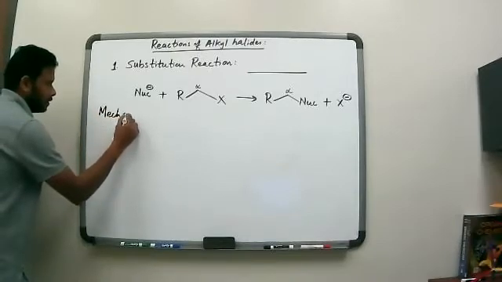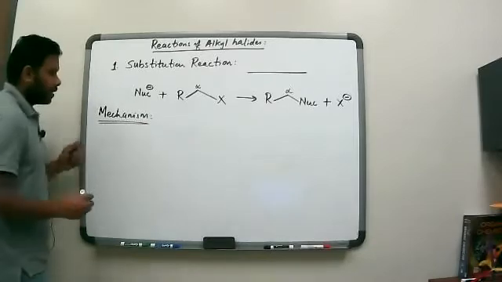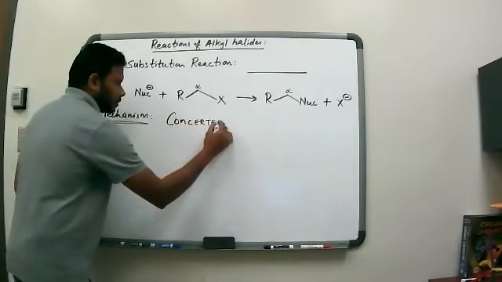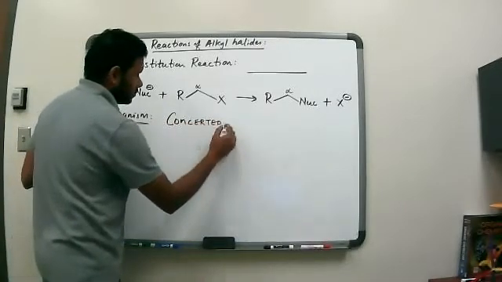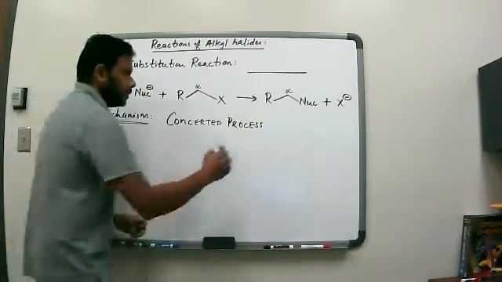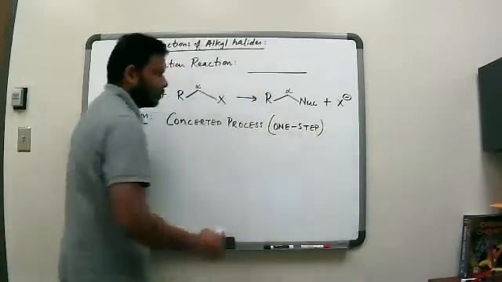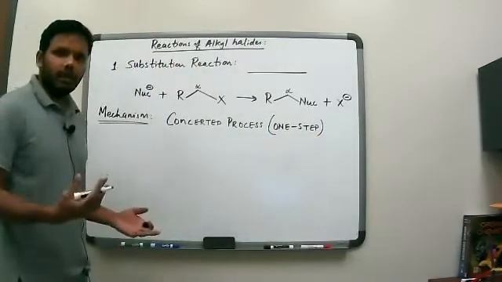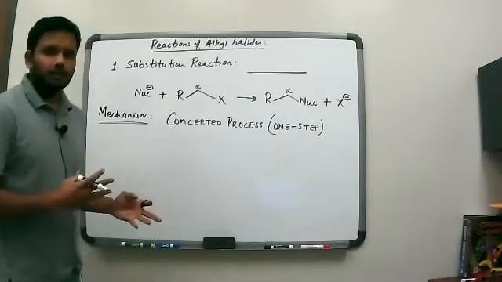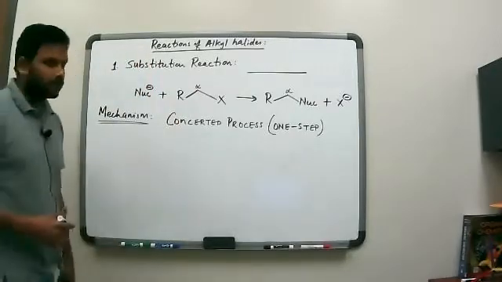scientists came up with a mechanism for this reaction. And this mechanism is a concerted process, which basically means it's a one-step process. Okay, they came up with a mechanism that has only one step in it, and that mechanism accounts for all of these observations, okay, whatever we had so far.